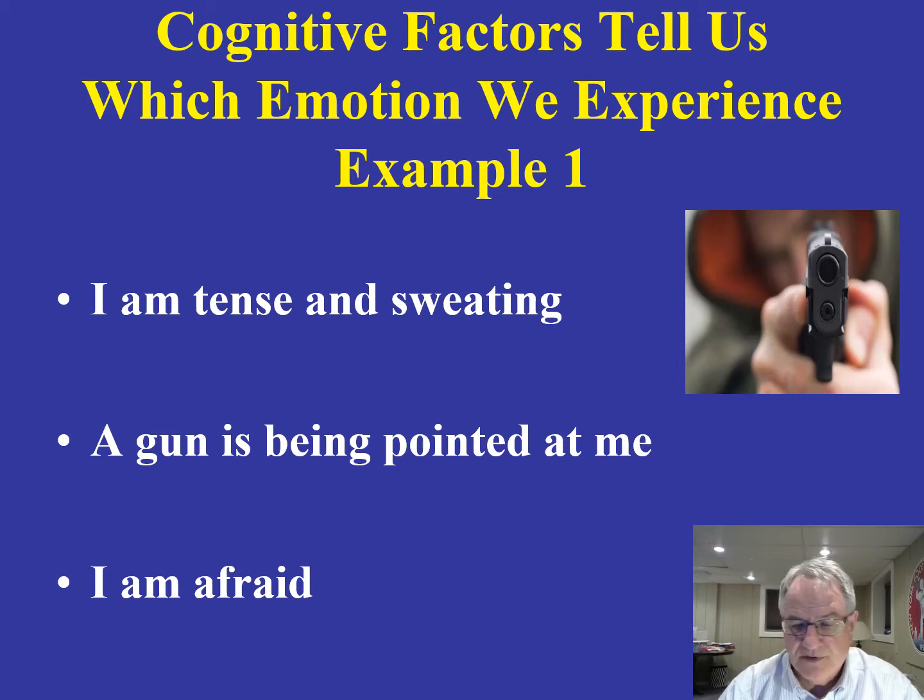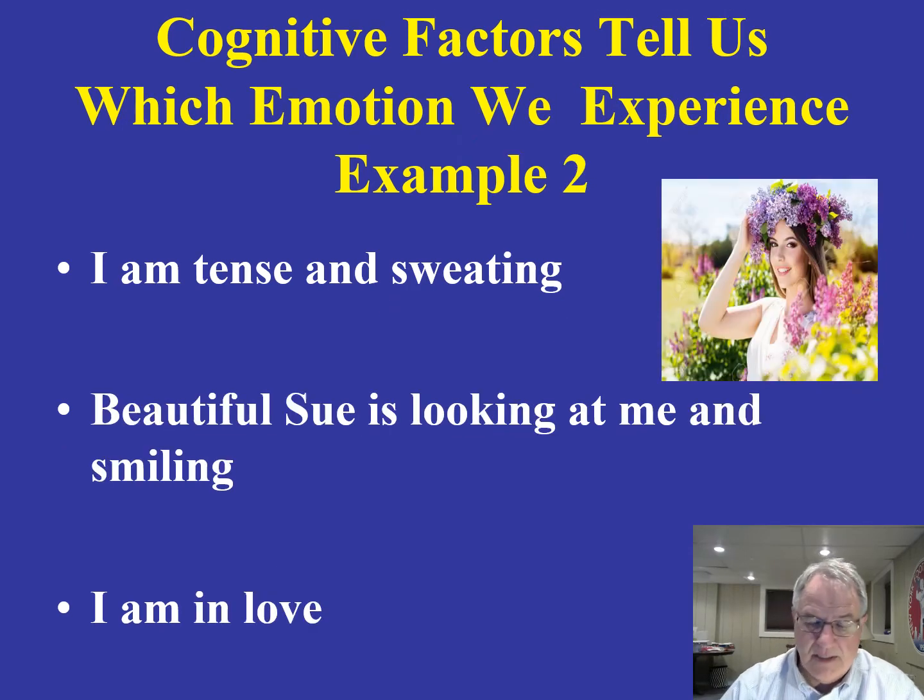Let's assume that there's someone who's pointing a gun at you. You become very tense. You start sweating. Again, the gun is being pointed at you, and then you label this. Okay, I am afraid. Let's take a look at, again, your feeling of being tense and sweating. You're looking at this beautiful girl, Sue. She's looking at you, she's smiling, and then you label this. And again, the emotion that you experience is, well, I'm in love.